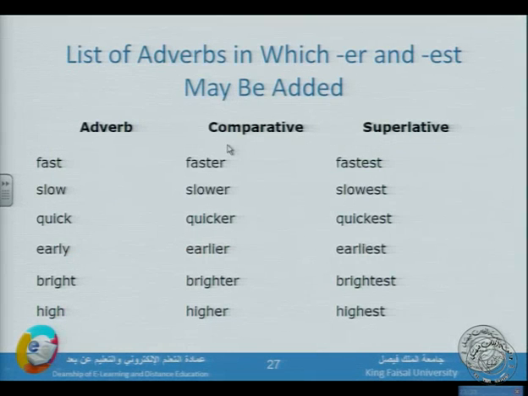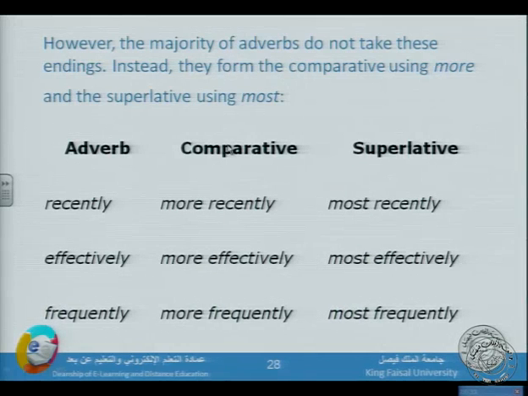Here we have a list of adverbs in which ER and EST may be added. هذه كلها ظروف. Fast, faster, fastest. Slow, slower, slowest. Quick, quicker, quickest. Early, earlier, earliest. Bright, brighter, brightest. High, higher, highest. However, the majority of adverbs do not take these endings. Instead, they form the comparative using more and the superlative using most.